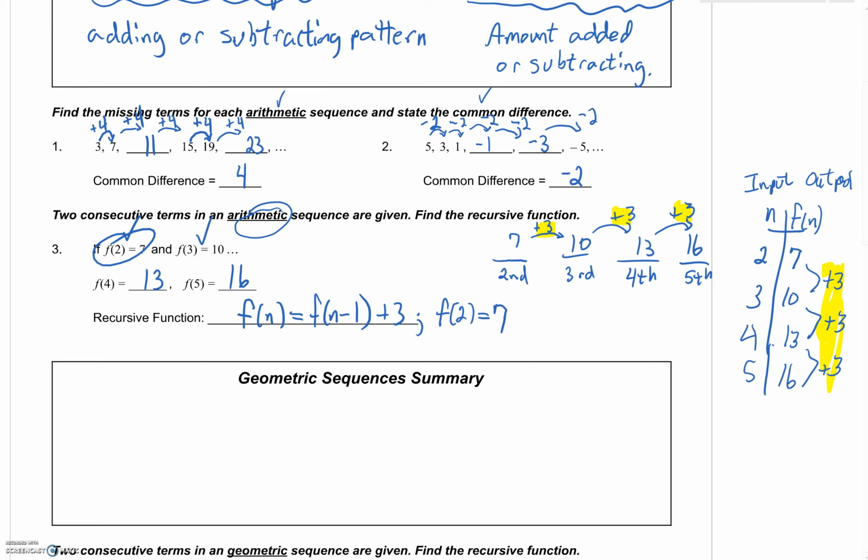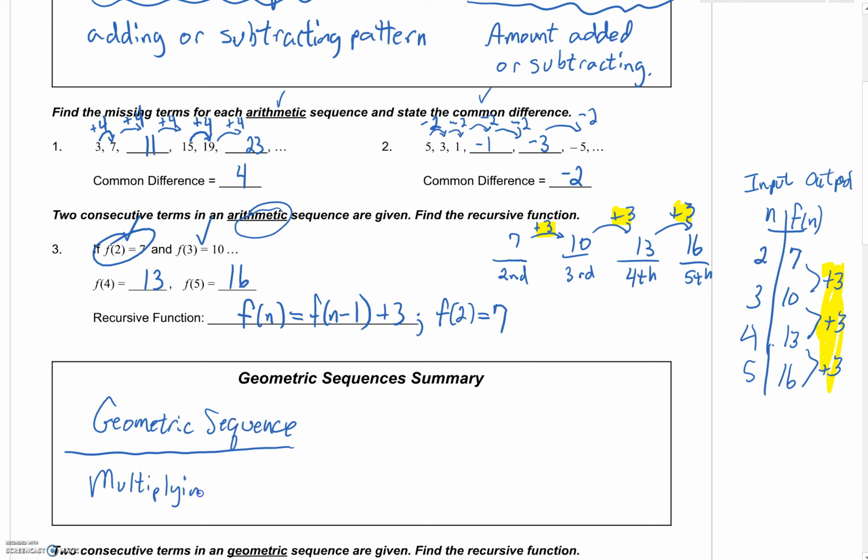All right, as we go to the geometric sequence summary, for a geometric sequence, really what we're going to see is that we've got a multiplying pattern.